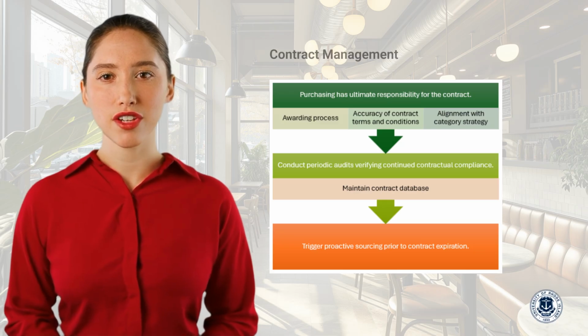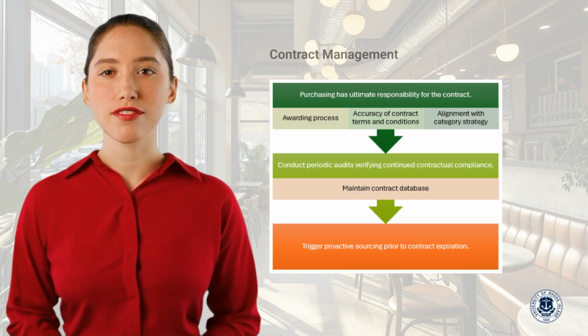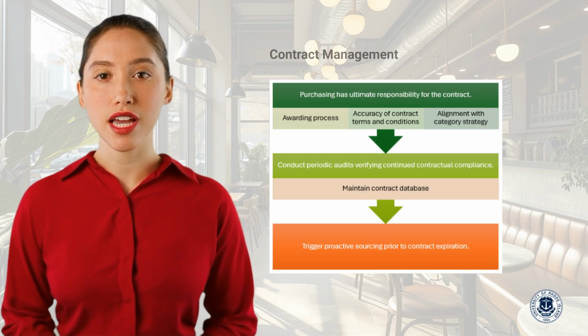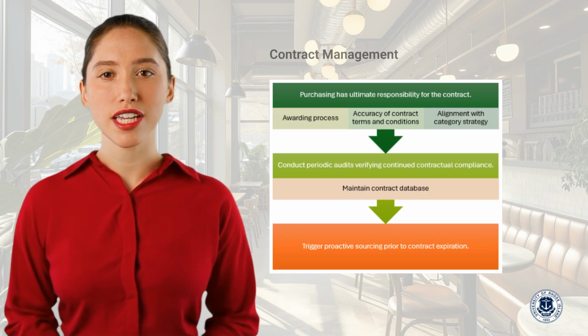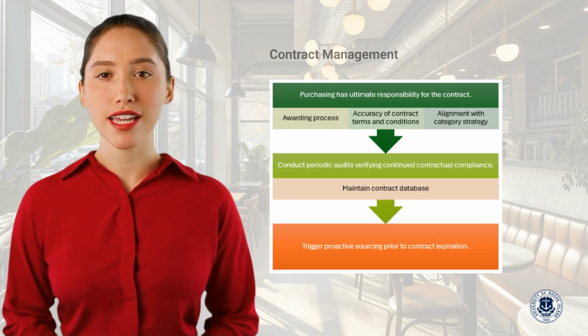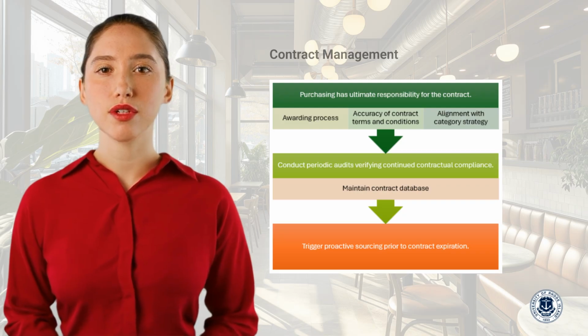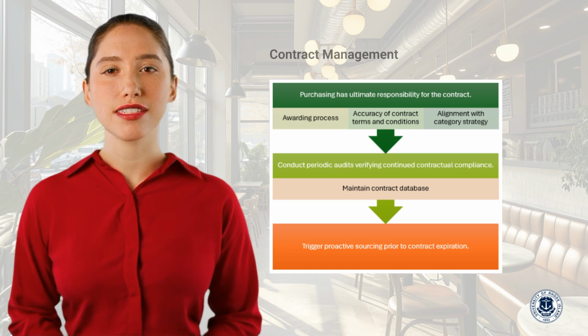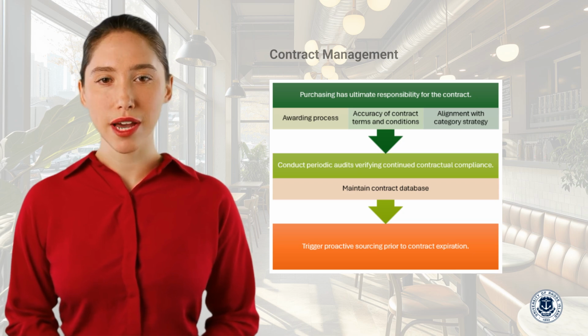Purchasing owns the contract management process, from drafting accurate terms and conditions to aligning contracts with category strategy. Procurement teams maintain contract databases, ensure compliance, and trigger proactive sourcing before contracts expire. This prevents lapses, unplanned renewals, and supply disruptions.